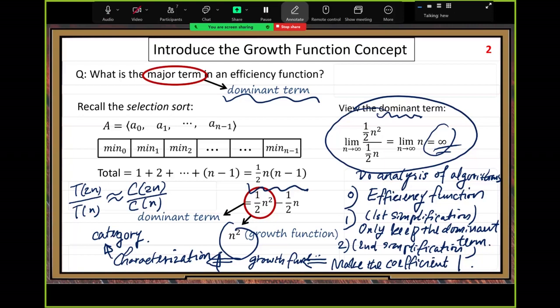But the shape is the same. Because the constant is larger, for example, the same shape. The upper one has a larger constant. Let's say constant 3, constant 2, constant 1, constant 1/2. So these functions are in the same category. But the difference is each function has a different constant multiplier.